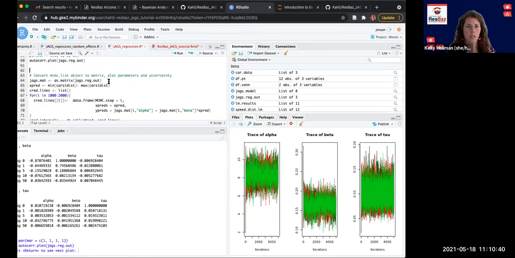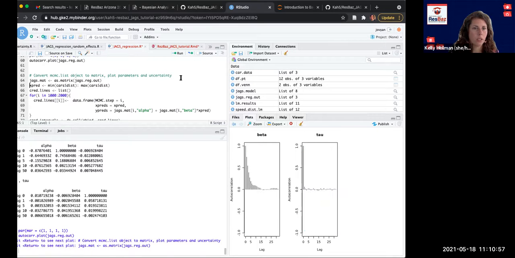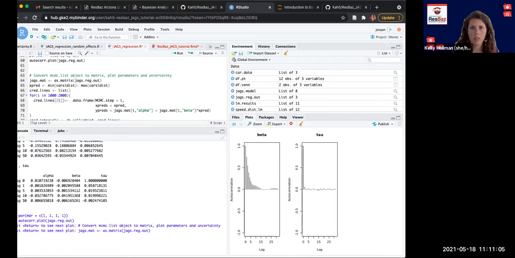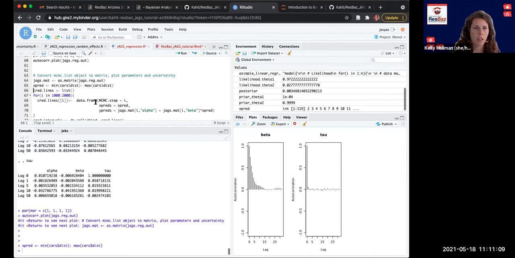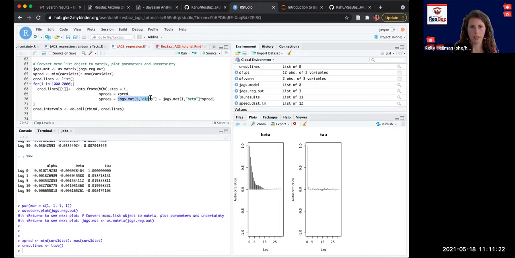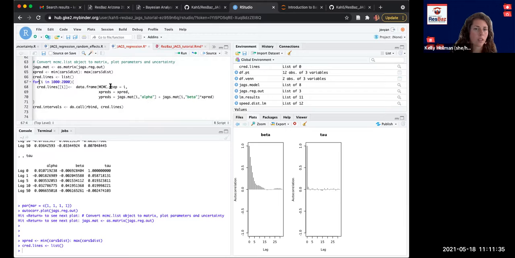Okay, so let's take these parameters and look at the posterior predictive distribution and the parameters with uncertainty. So we'll convert this JAGS out object to a matrix. Okay. And then we're just getting the minimum distance and the maximum distance. And we're going to create a list where we are basically calculating the predicted Y outside of the JAGS model. You can also do this within, and that might be easier and probably less work. But for illustration purposes, we're doing it outside here.